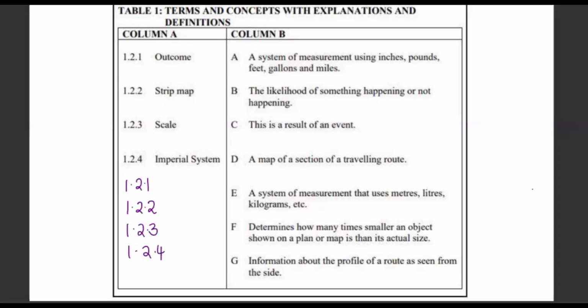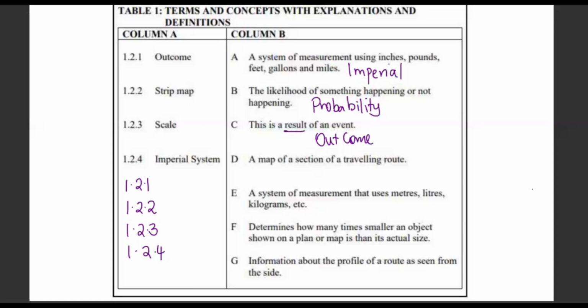A system of measurement using inches, pounds, and this one we shall say it's what? Imperial. The opposite is metric. The likelihood of something happening or not happening. This could be probability. This is the result of an event. This is an outcome. Outcome, result.